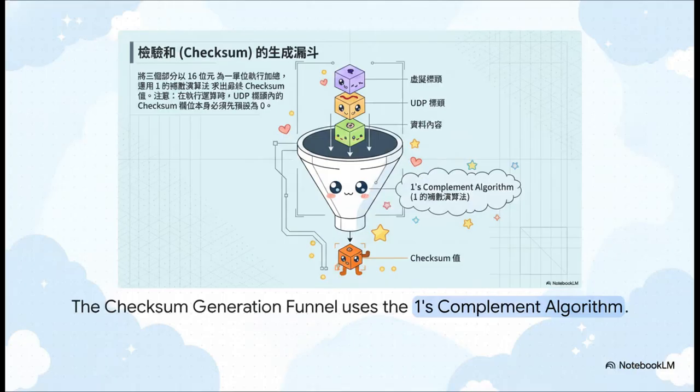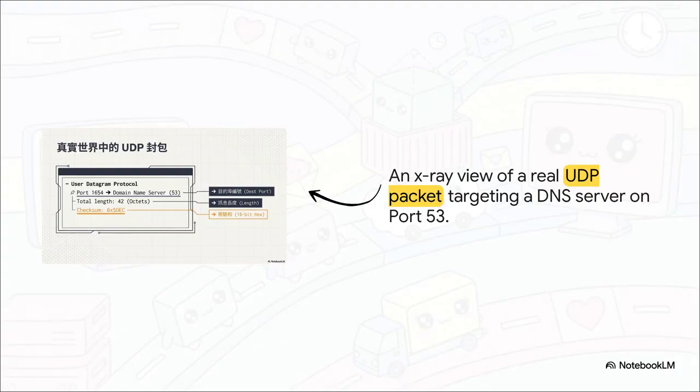Once it has that pseudo-header, imagine dropping it into a giant checksum generation funnel. The system drops in the virtual pseudo-header, the real UDP header, and the data payload. It takes all of that, chunks it up, and churns it through the ones complement algorithm. What spits out the bottom is a completely unique checksum value that perfectly, mathematically represents that exact delivery route and data.